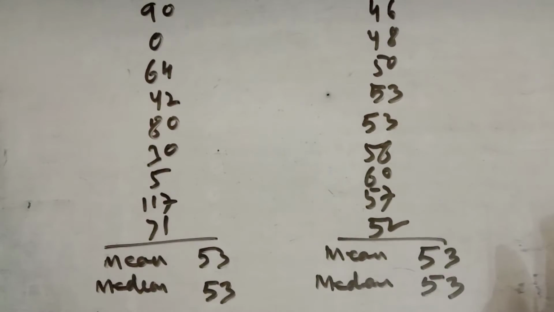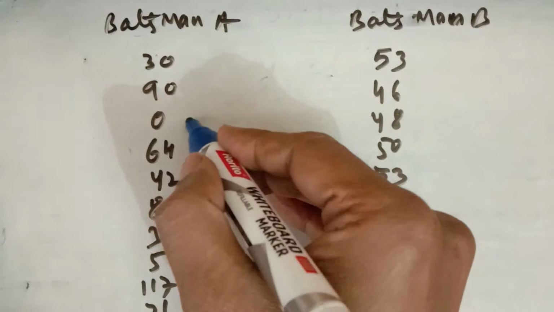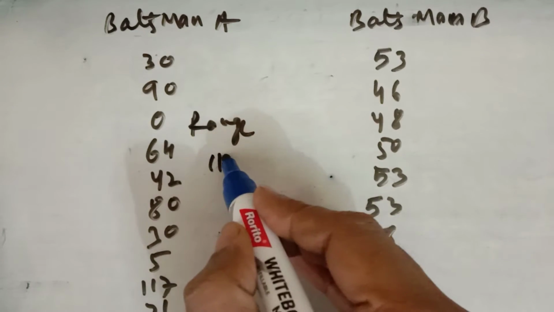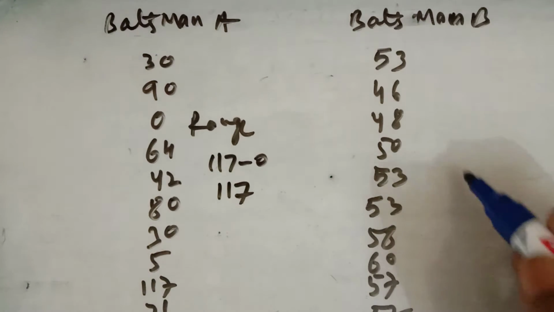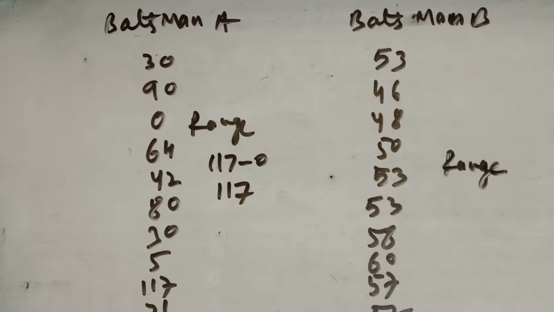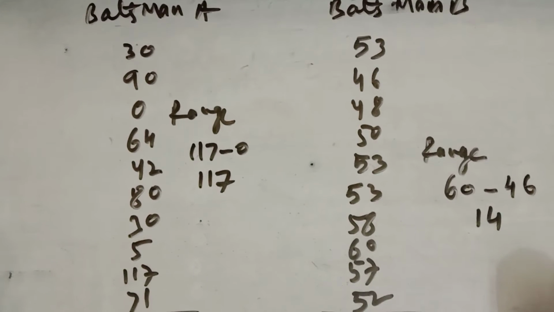Now, what you see in these two data is the range. Range, you know it, is the maximum minus the minimum: maximum data minus minimum data. And the range, if you see it carefully, in the second case the maximum is 60 and the minimum is 46, and the range is coming out to be 14.